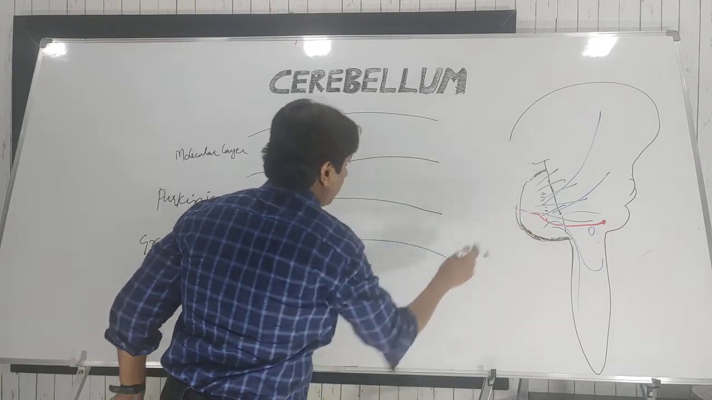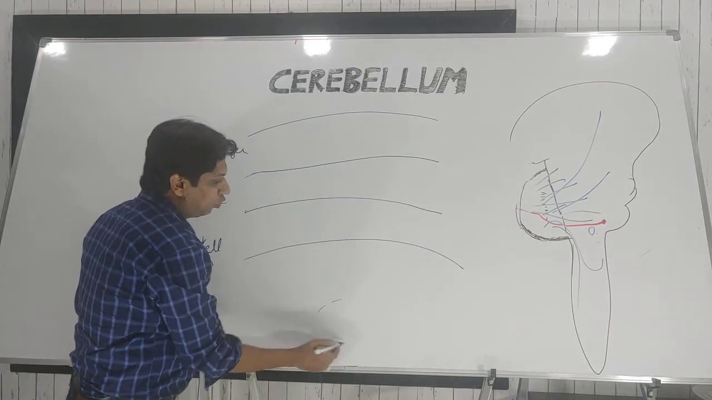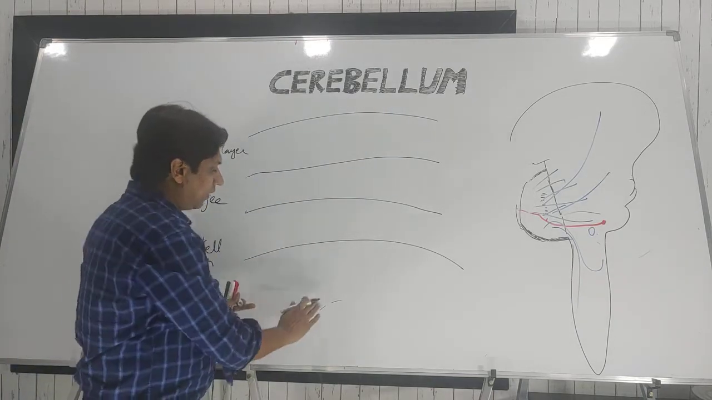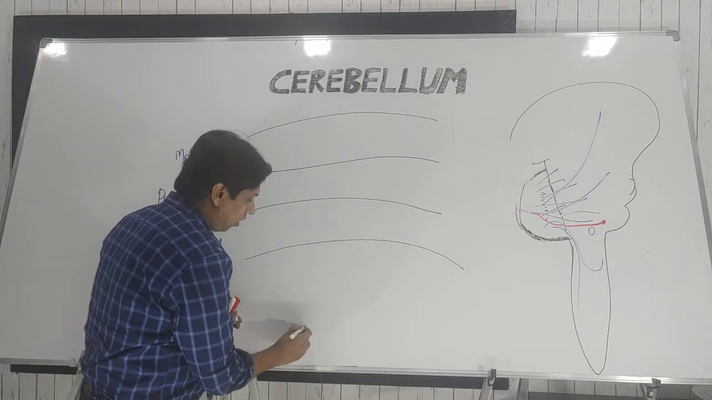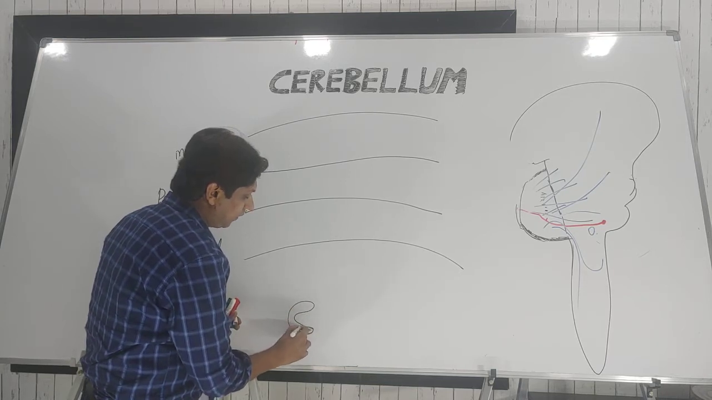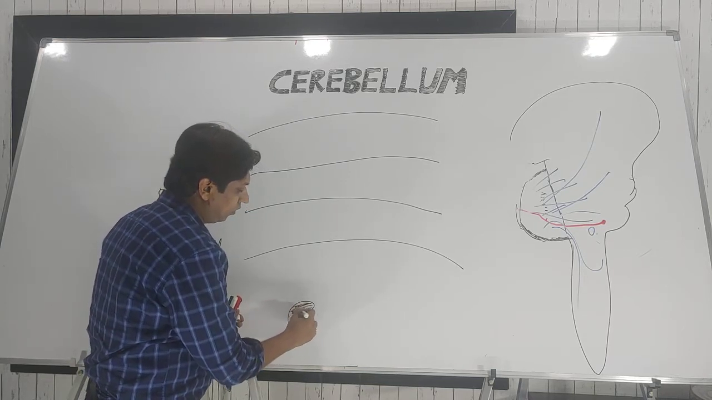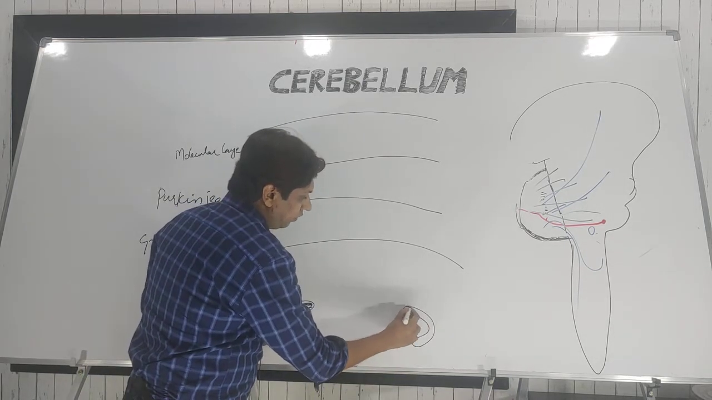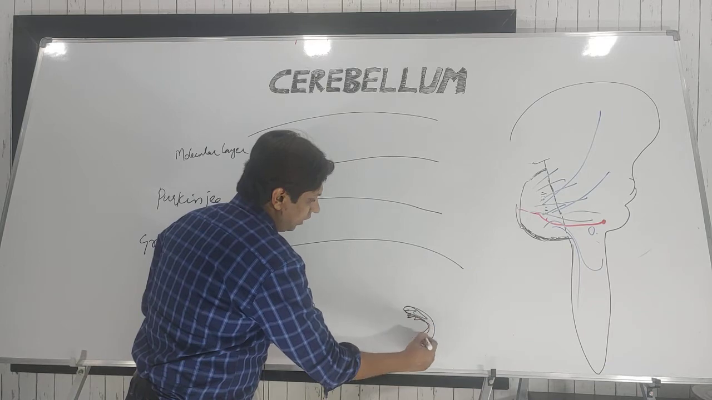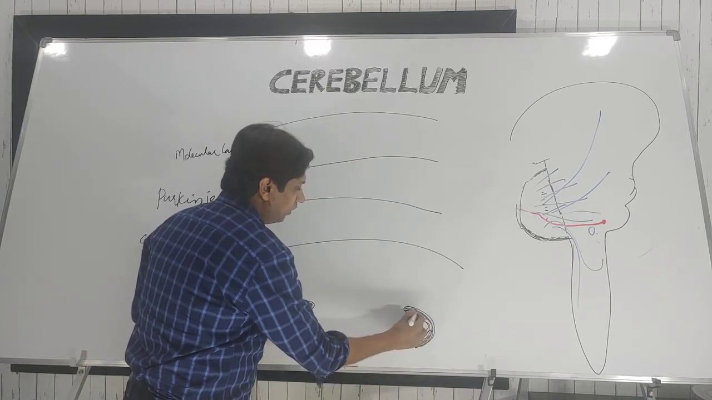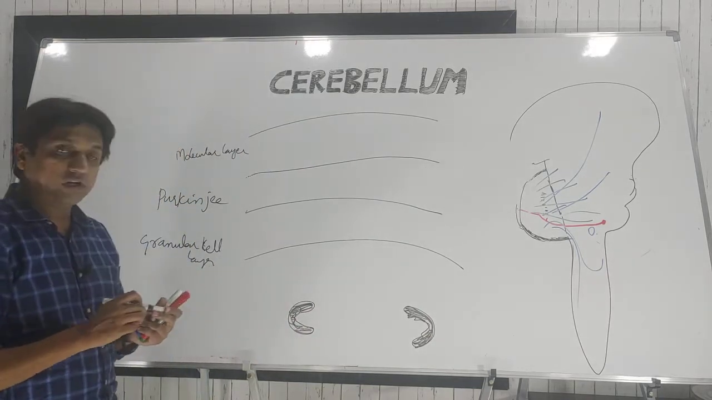cortex, that is inside the white matter, there are deep nuclei. These deep nuclei, on either side, there are mainly four types of nuclei present on either side from lateral to medial. They are the dentate nucleus. This is what I am drawing, the dentate nucleus, the bigger one, the lateral part of the cerebellum.